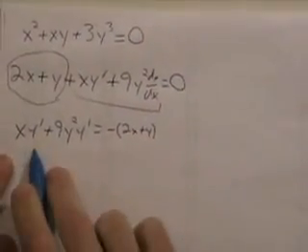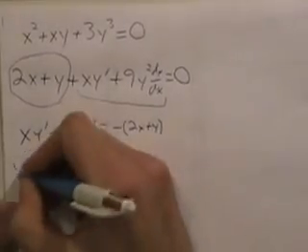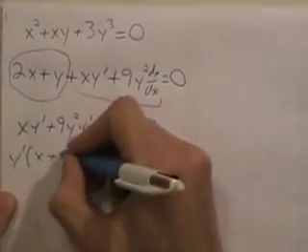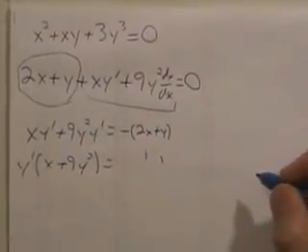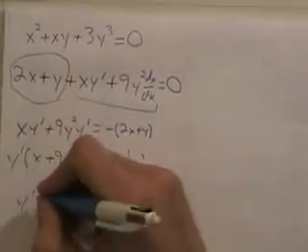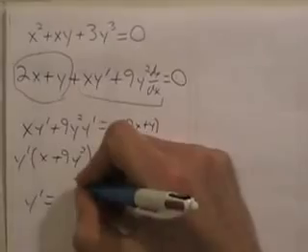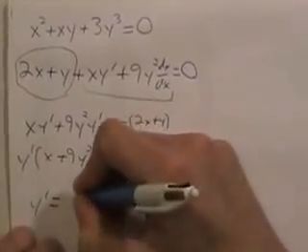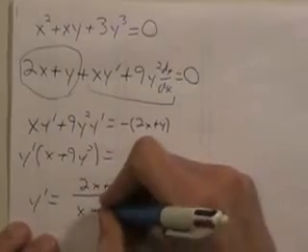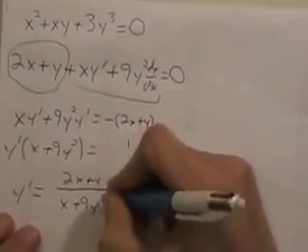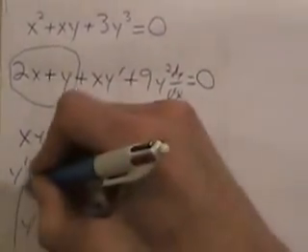And factor dy/dx out, so that'll be y' times (x plus 9y squared) equals the same, and divide through. So you get y' equals minus (2x plus y) divided by (x plus 9y squared). Negative sign out front. So here we go.